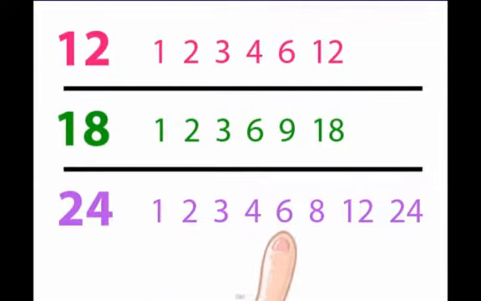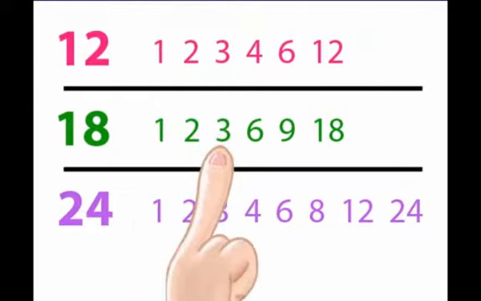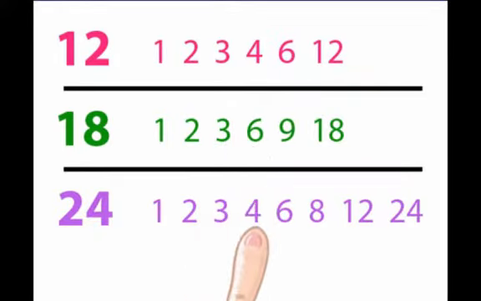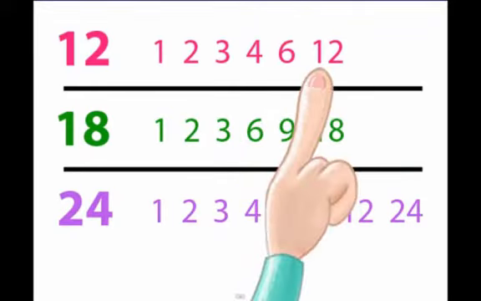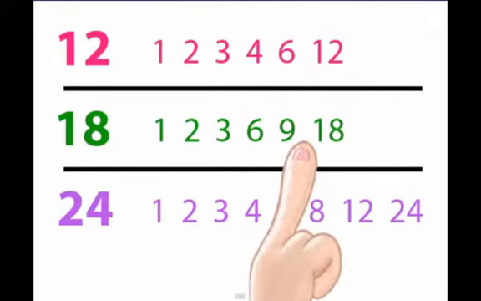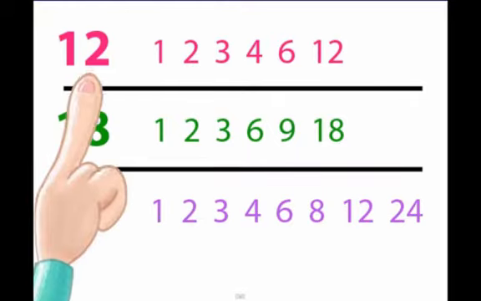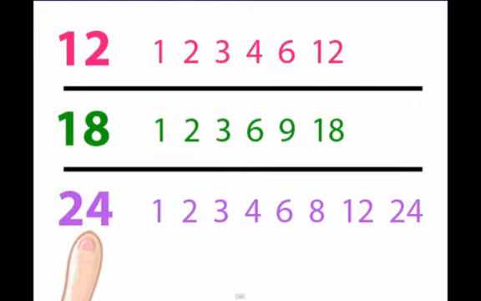We are looking for the greatest common factor. Each of them has a factor of 1. Each of them has a factor of 2. And each of them has a factor of 3. Not all of them have a factor of 4, but each of them does have a factor of 6. 12 is a factor of 12 and 24, but not for 18. So which is the largest factor of all three numbers? The answer is 6. 6 is the greatest common factor.